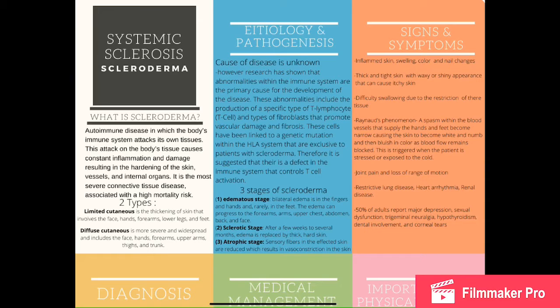There's also joint pain and loss of range of motion, restrictive lung disease, heart arrhythmias, renal disease, and 50% of adults report major depression, sexual dysfunction, trigeminal neuralgia, hypothyroidism, dental involvement, and corneal tears. So, as you can see, there are a lot of signs and symptoms. Therefore, it's important to be well educated on this disease and know how to treat those symptoms.